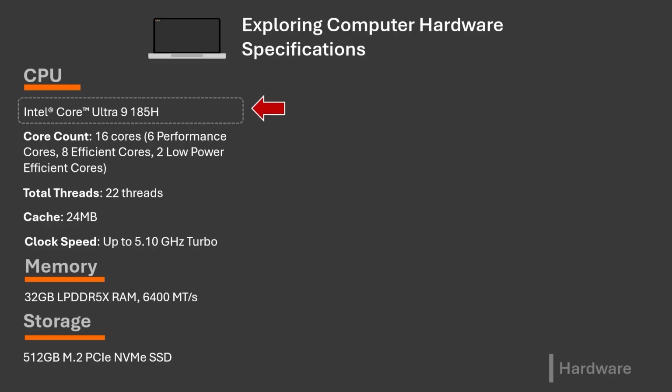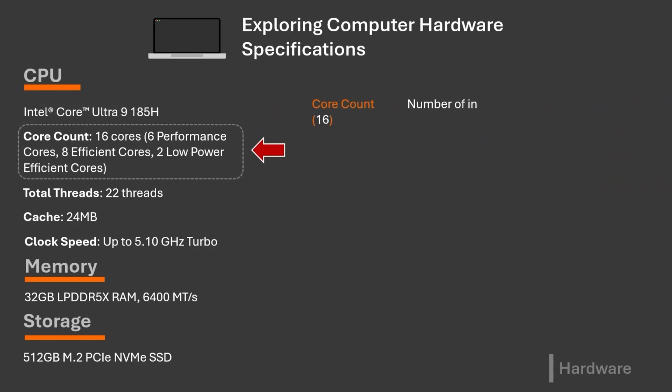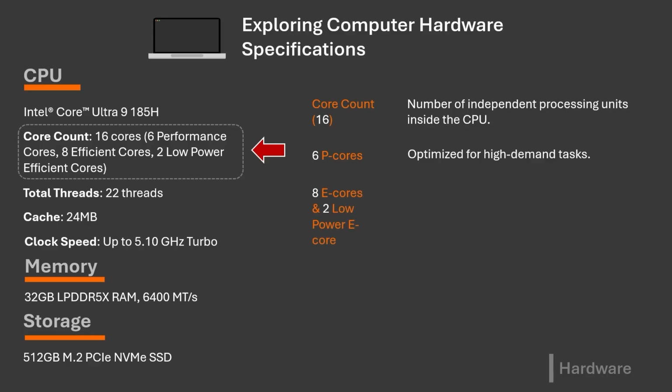The first line, Intel Core Ultra 9 185H, indicates the specific model of the CPU. It details the processor's brand, family, tier, and specific model number. The core count refers to the number of independent processing units inside the CPU. This particular processor has 16 cores, which is a high number for modern laptops. These are split into 6 performance cores, or P cores, which are optimized for high demand tasks like gaming, video editing, and 3D rendering. Then we have 8 efficient cores, or E cores, and 2 low power efficient cores. These cores handle less demanding background tasks while conserving battery life.